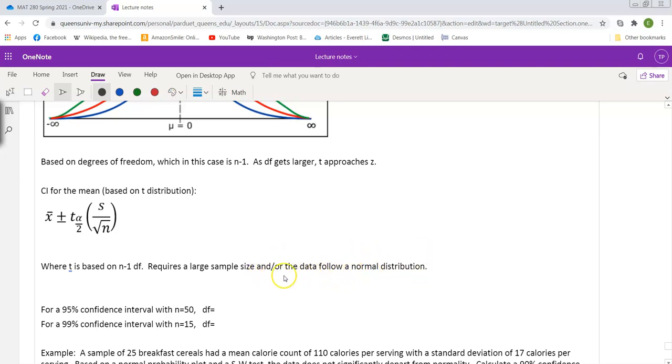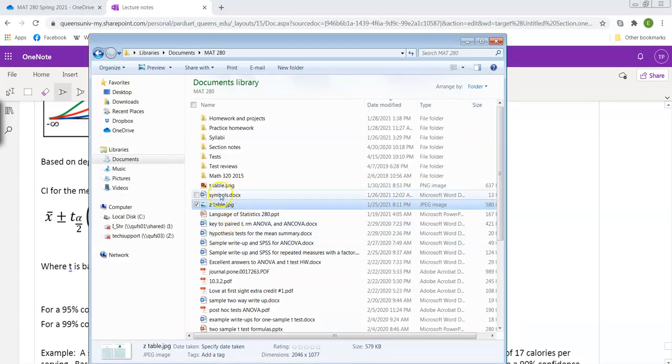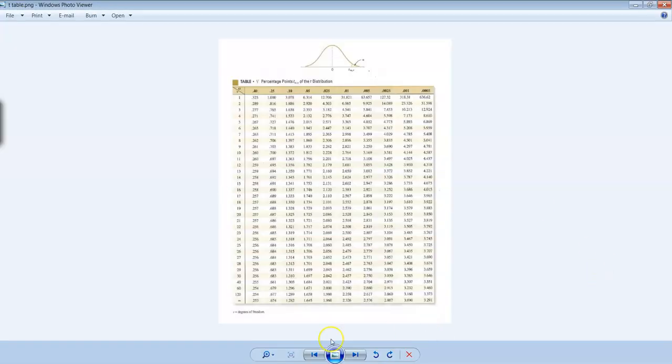So what you would do is you'd really look at your data and do those things that we did last week where you were checking for normality. But that's only required if you have a small sample size. Anyway, let's talk about how to use this table and actually where this table is. So I have here a t-table.